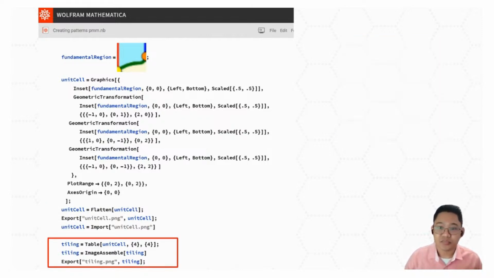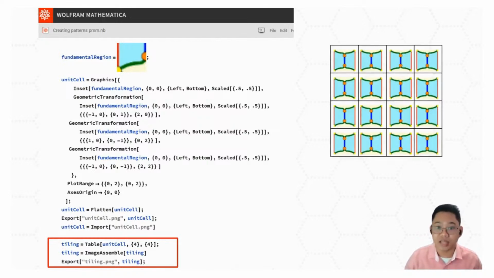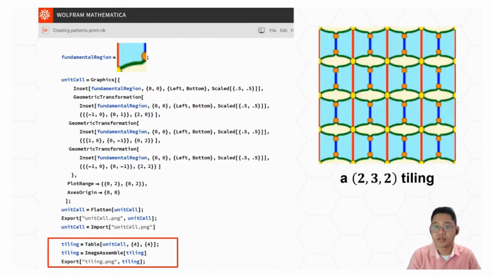I know that when I have a lattice unit, I can simply repeat it again and again in two directions. So for example, here I created a table, and in each cell of that table I put my lattice unit. So this is what it will look like. I'll just be repeating my lattice unit. And then I use this code ImageAssemble in order to paste together all of these lattice units, and I will be able to create a 2-3-2 tiling.